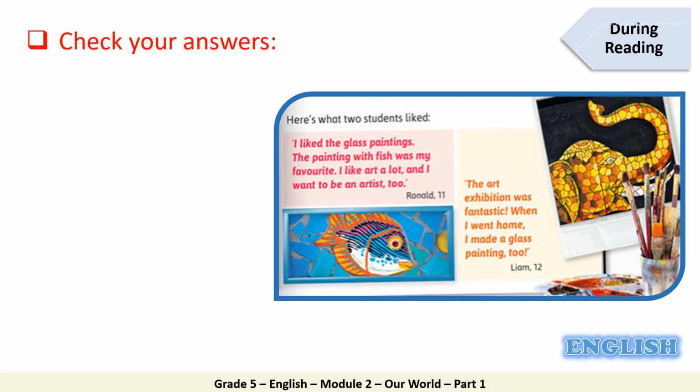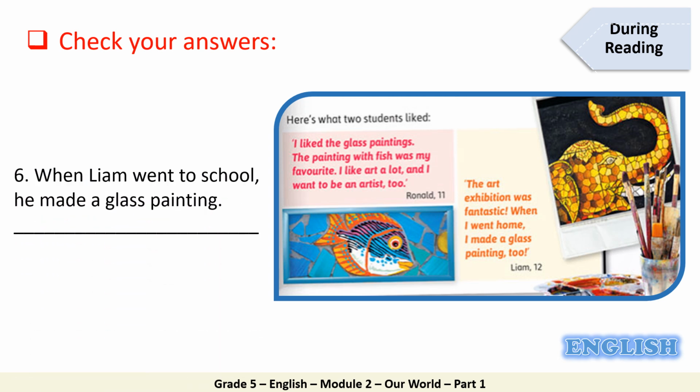Okay, it's time to check the last sentence in the exercise. When Liam went to school, he made a glass painting. Where is the mistake? The words to school. And where is the correct answer? Did you find it next to the painting? Excellent. The right answer will be home.